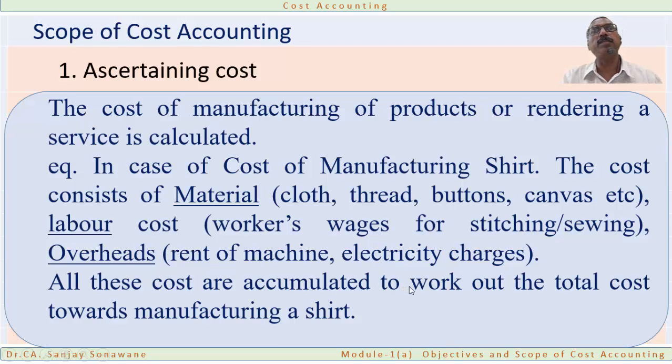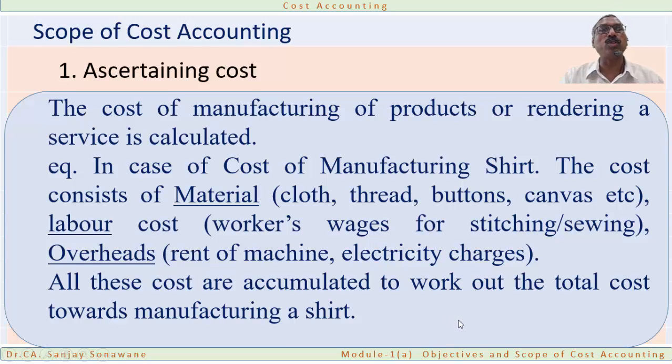Now this is so far as material is concerned. For manufacturing a shirt, we require labor also. So the additional cost is labor cost. What are the costs we incur for this? We pay workers wages. Workers are engaged in stitching a shirt, so we are paying some wages to them.